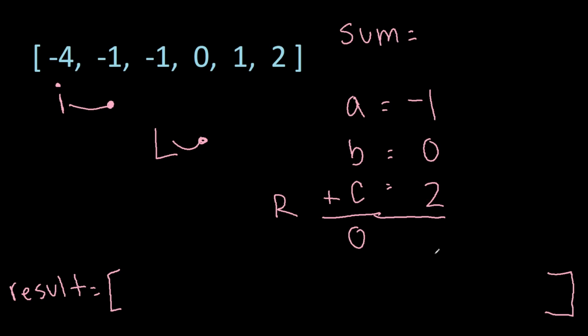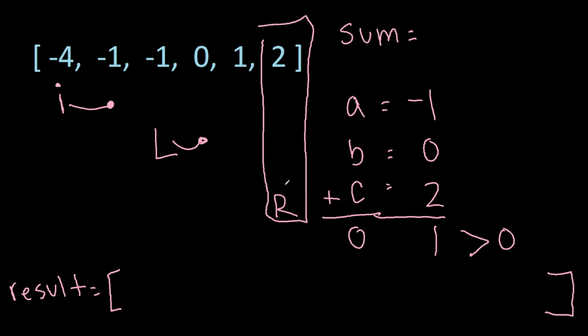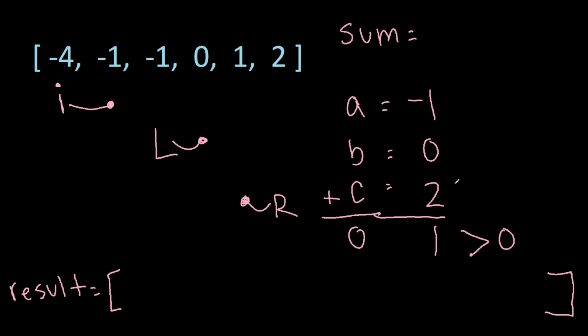-1 plus 0 plus 2 equals 1. We see that the sum is greater than 0, which means this value is way too large. So we will decrease r by 1. Now that r is 1, we have -1 plus 0 plus 1.